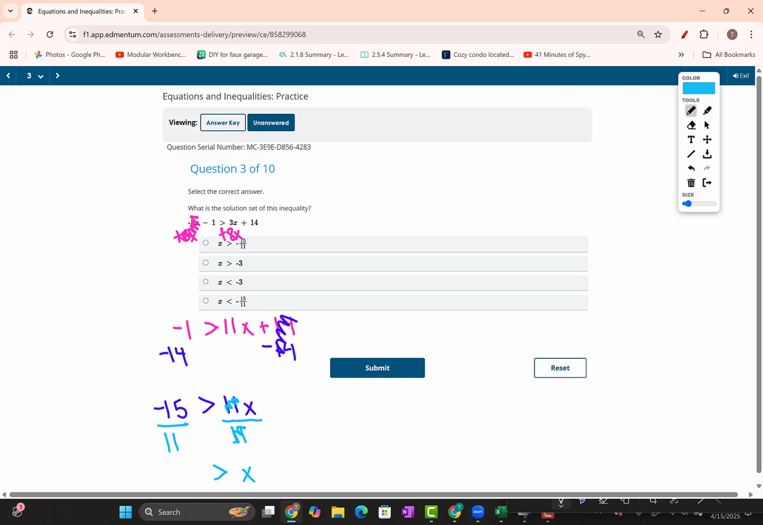Negative 15 divided by 11. Typically, you'll see this is true for all these answer choices. They're always going to write the x term first. So if we write the x term first, let's just make sure the inequality symbol is still facing the fraction. So our answer is, our solution set is x is less than negative 15 over 11.